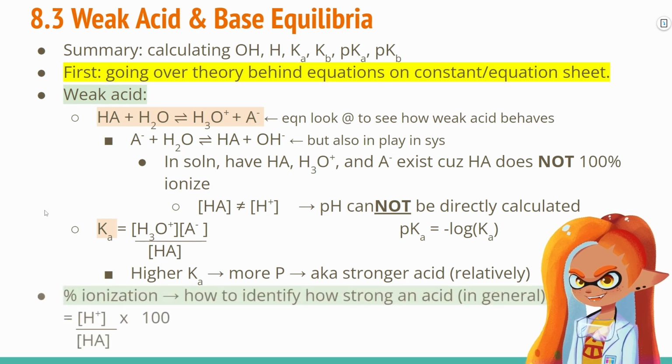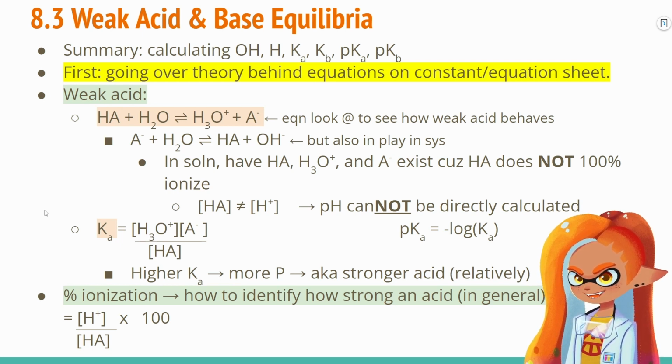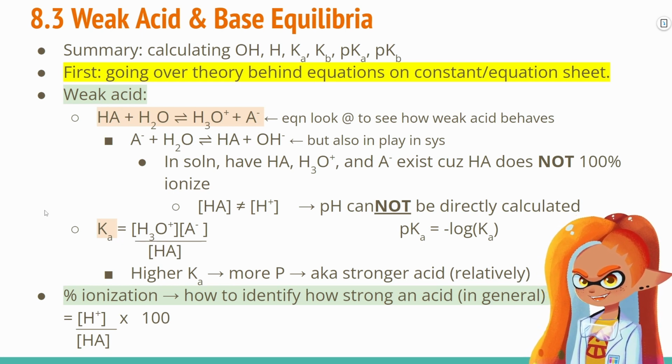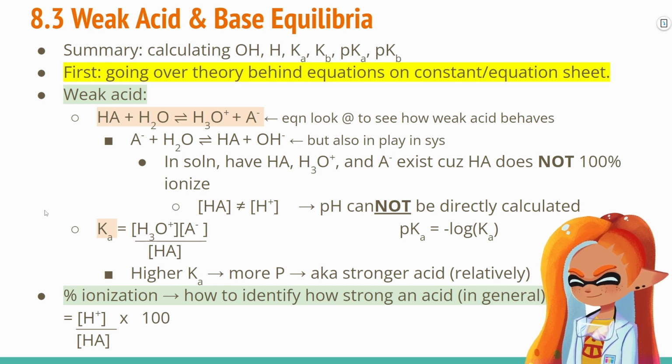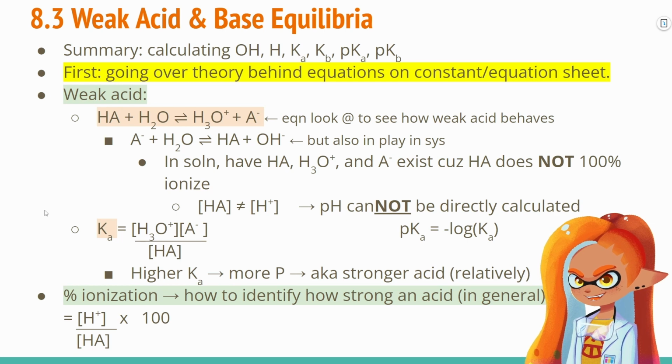Cool. And so if you need to calculate the percent ionization for seeing how strong something is in general, we have this equation down here. It's pretty much just comparing how much ion of H plus, or H3O plus, you have, and how much of the concentration of weak acid there is, and then you multiply it by 100, and then you can just calculate that.